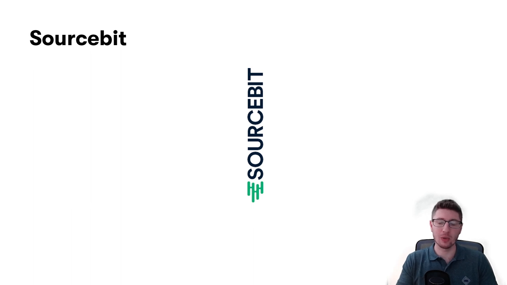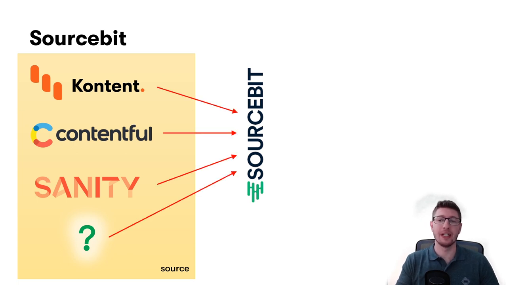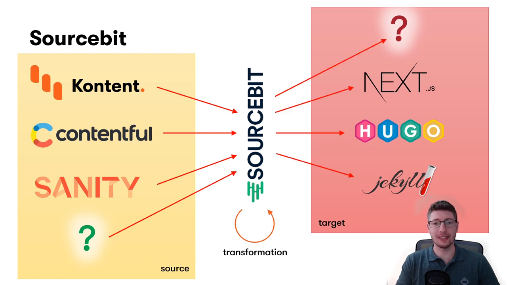Sourcebit behaves like a middleware between a CMS and a static site generator. The model is very similar to Zapier. It has three types of plugins. Source plugin that gets the data from your headless CMS project, normalizes them and provides them to Sourcebit. Transformation plugin, which is capable of transforming the data according to your application needs. And target plugin, which provides data to your chosen static site generator according to guidelines of that target platform.